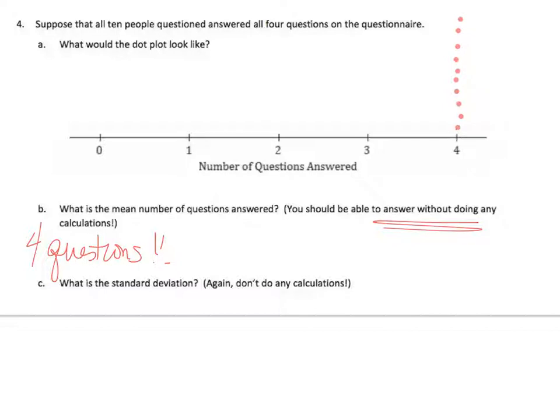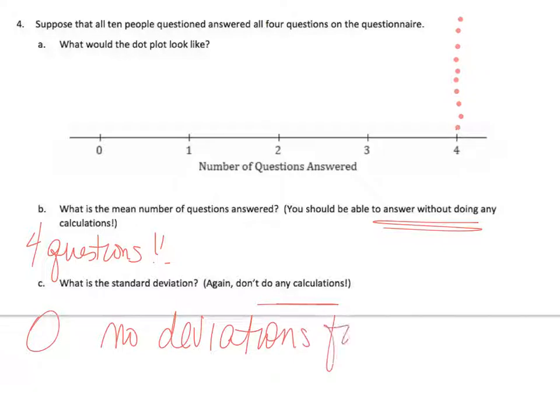What is the standard deviation? I shouldn't need a calculator either. My standard deviation is actually 0 because there were no deviations from the mean. If my mean is 4, the distance from the data points to my mean is actually 0 this time.